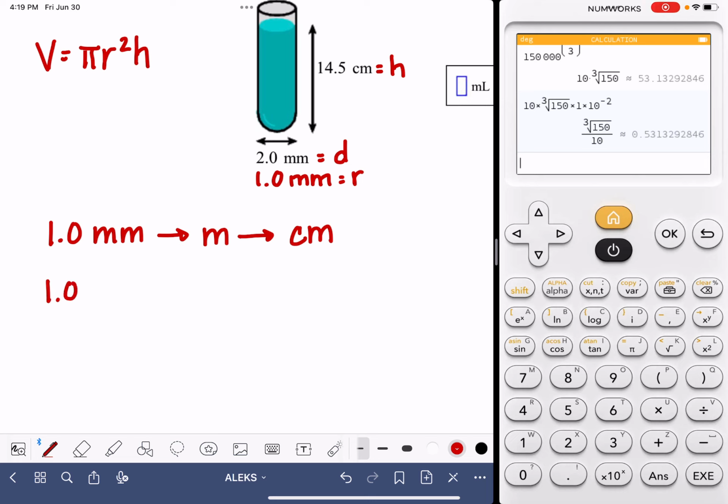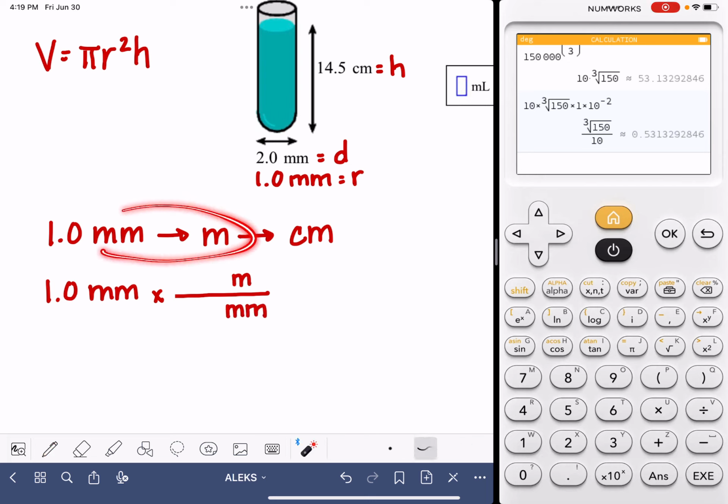Let's set this up. I have 1 millimeter. I want to multiply by a conversion factor that lets me cancel out units of millimeters and convert into meters. Milli is the prefix that means 10 to the minus 3, so 1 milli is 10 to the minus 3 meters. In this step, I have canceled out the millimeter unit.